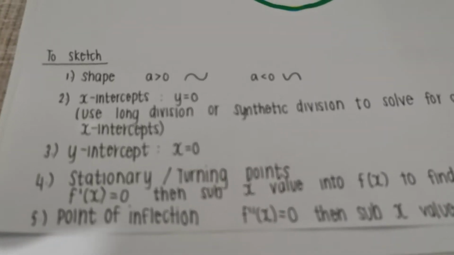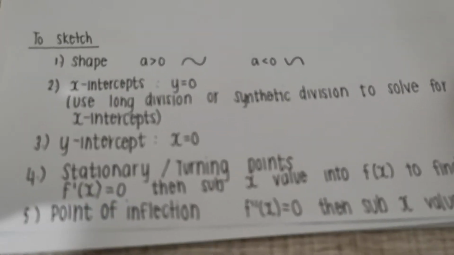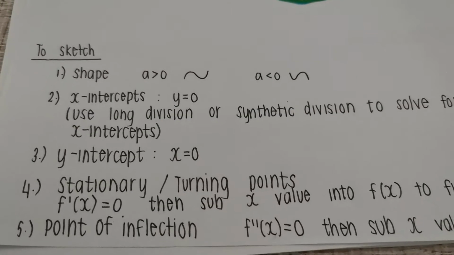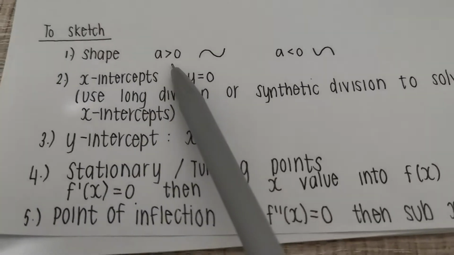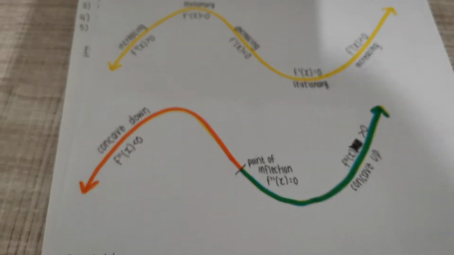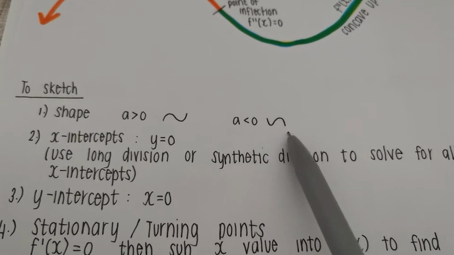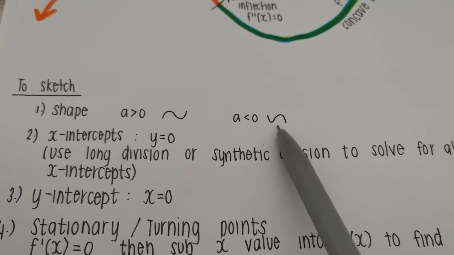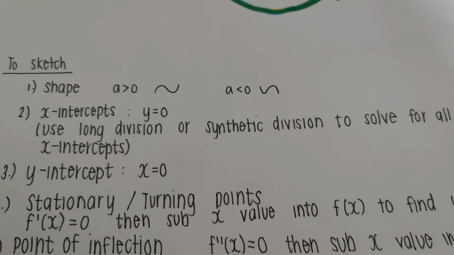Now there are very important things that we need to remember when we're sketching these graphs. When we mark your graphs, there are 5 important things that we're looking for. One is the shape. If our a value is greater than 0, it's going to be increasing, like how I have this one over here. If my a value is less than 0, so a negative number, it's going to be decreasing. It's going to look something like this. I have another sketch for you guys to show you exactly what it looks like.